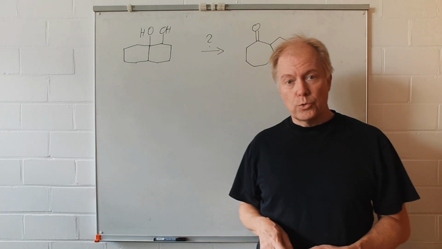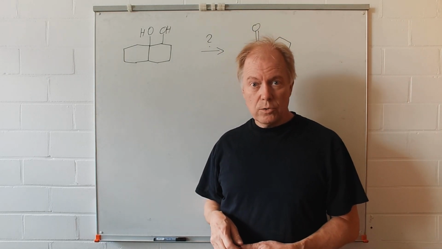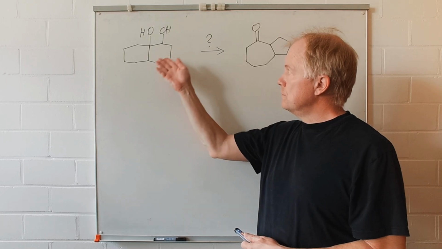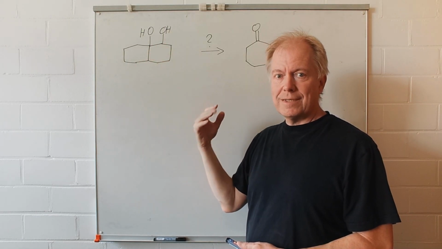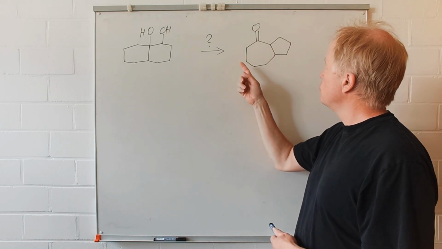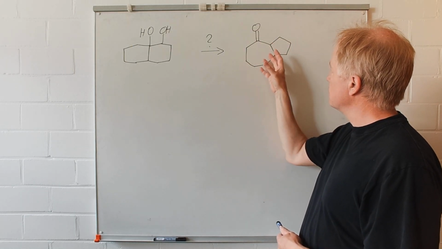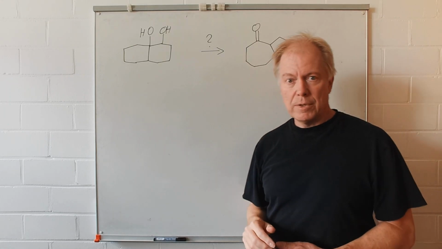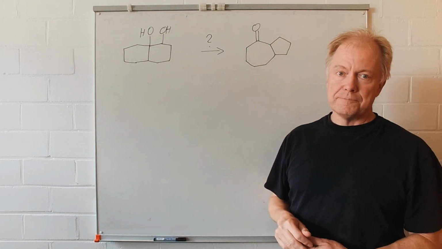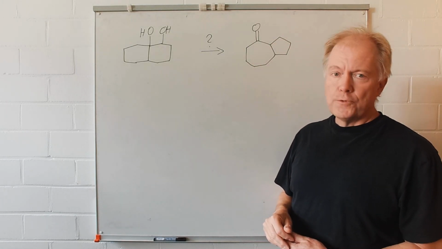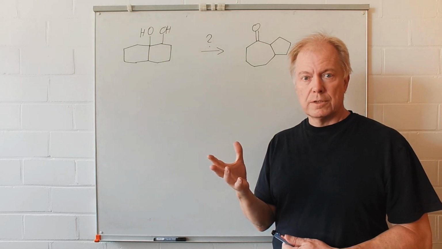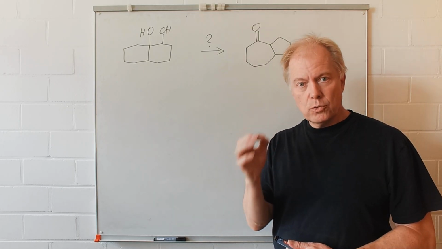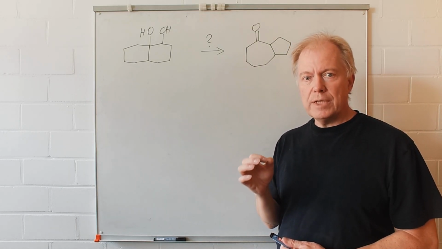In today's tutorial, we will discuss how we can transform this diol with two six-membered annulated rings into this ketone with a 7 and a 5-membered carbocycle. First idea should of course be, what about a pinacol-pinacolone rearrangement?